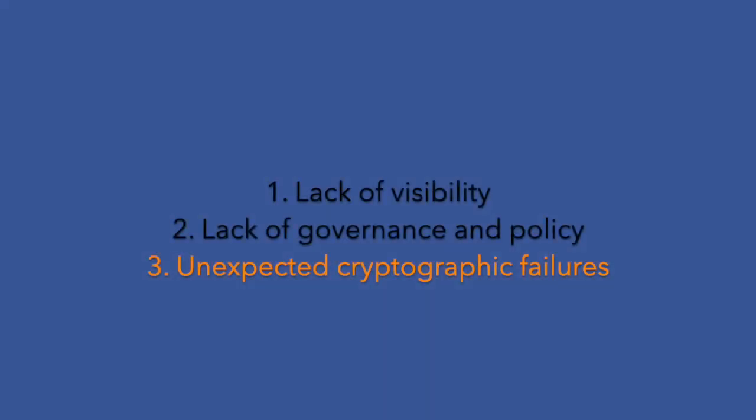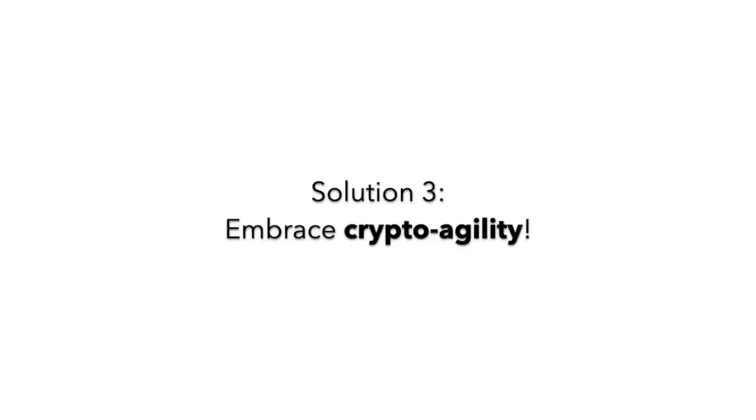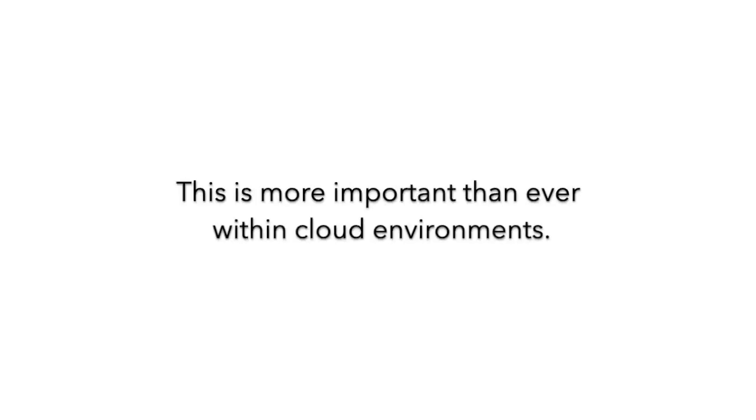Third issue is unexpected cryptographic failures. We tend to call that a cryptopocalypse, or we call it the need for cryptographic agility, and it's as important in cloud environments as it is in your on-prem environments. We sometimes call this crypto agility, but the need to be agile to protect yourself against cryptographic vulnerabilities or failures, as well as CA failures, is a little bit more pronounced, I think, in cloud environments.